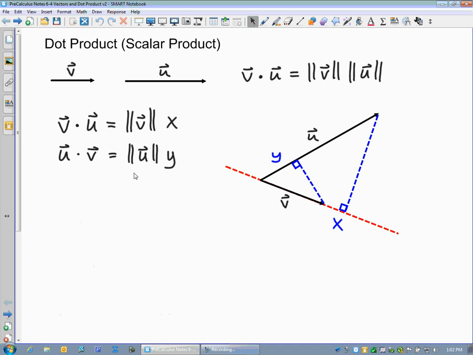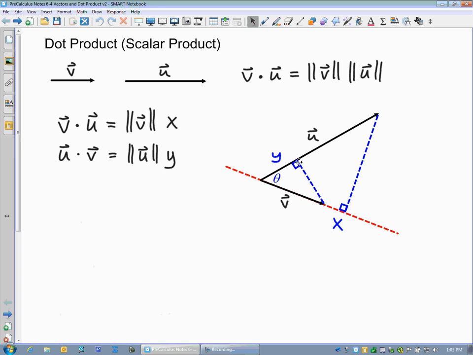Now the important thing is to realize that these two quantities are actually going to be equal to each other. It doesn't quite look like it intuitively, but they are going to be equal to each other because the commutative property does hold for the dot product. So v dot u is the same as u dot v. But of course, let's prove that. I want you to consider the angle between these two vectors. Let's call that angle theta.